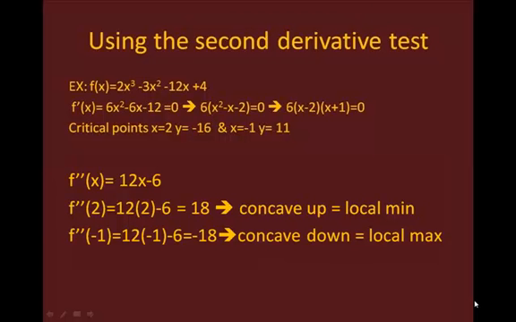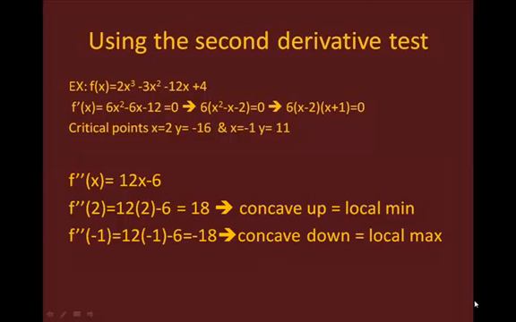So once you have the second derivative, you are just going to plug each of your critical points in. So we take the second derivative and we plug in 2. That was our first critical point. So you get 12 times 2 minus 6, which gives you 18. If the second derivative is positive, as 18 is, that means it is concave up. If it's concave up, it looks like a cup, and that means that critical point is a local minimum.